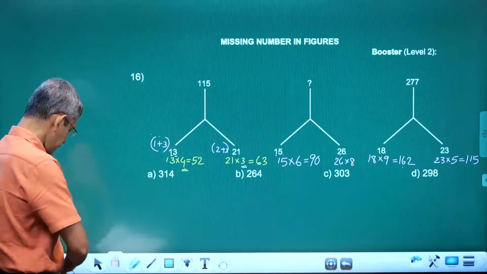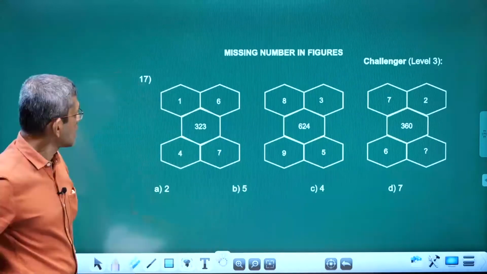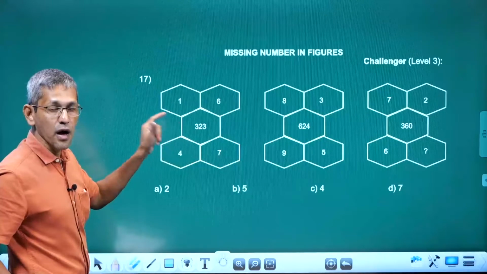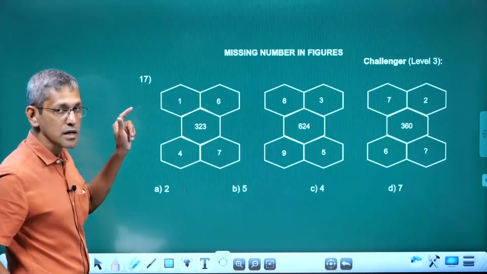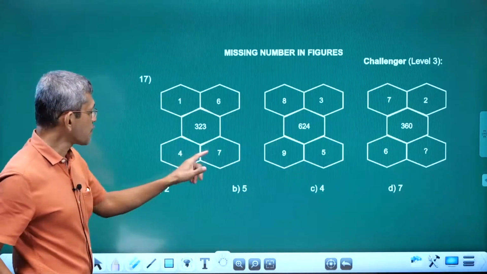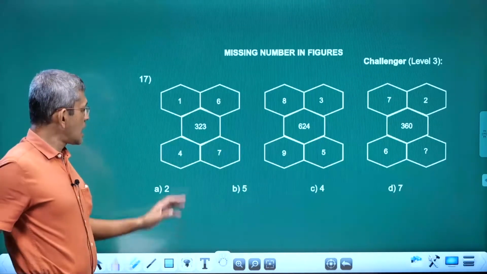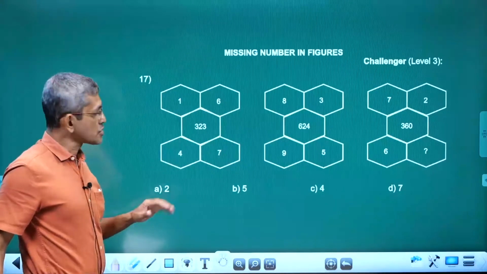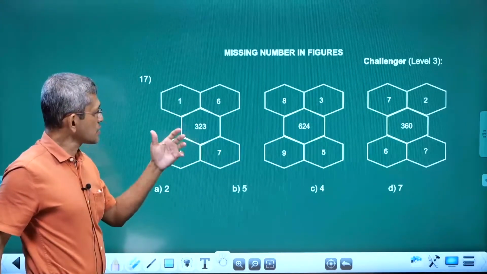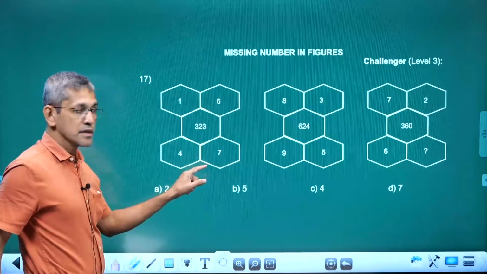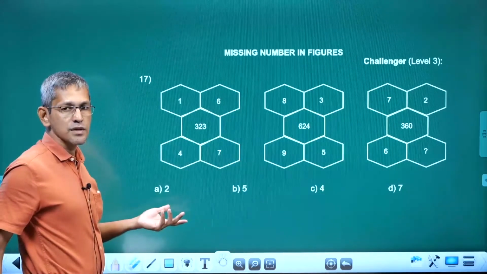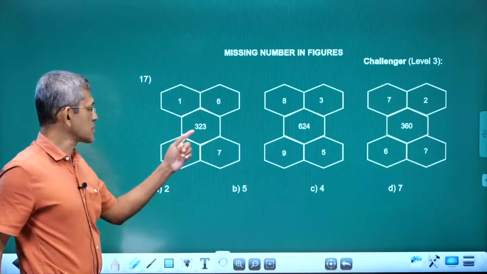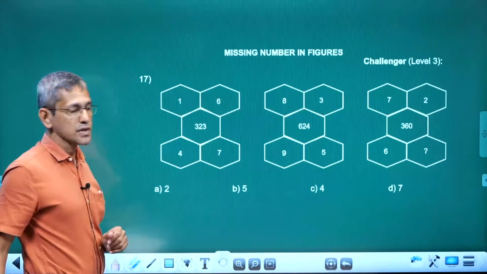Okay, so let's go for the next one. This is what it is: 17, 1, 6, 323. Why? It's 323. I have no idea. Let's check it out. Then 4 and 7. Well, 1, 6, 1 plus 6, 4 and 7. So it could be 1 into 6, which is 6. 6 into 7 is what? 42. 42 into 4. It is not 323, so it doesn't give you that answer.